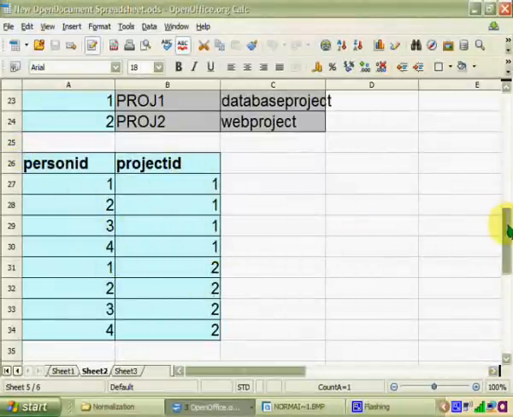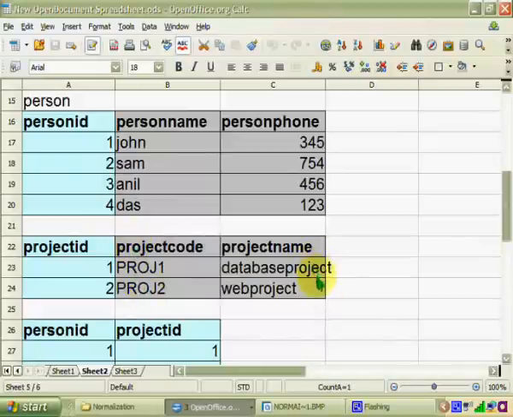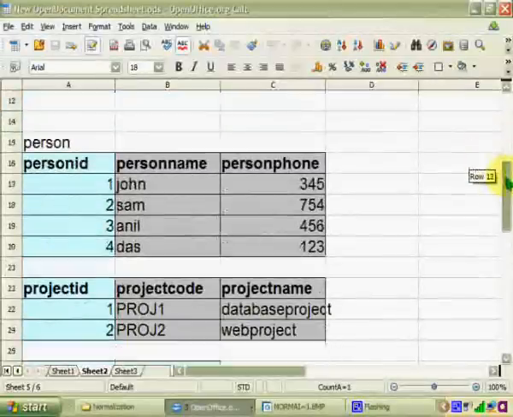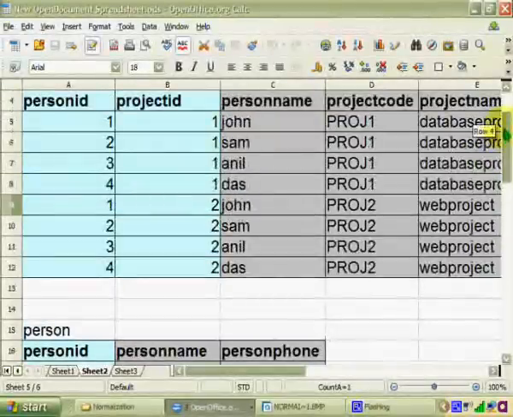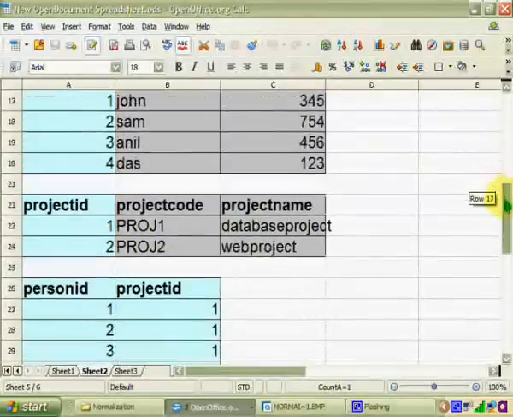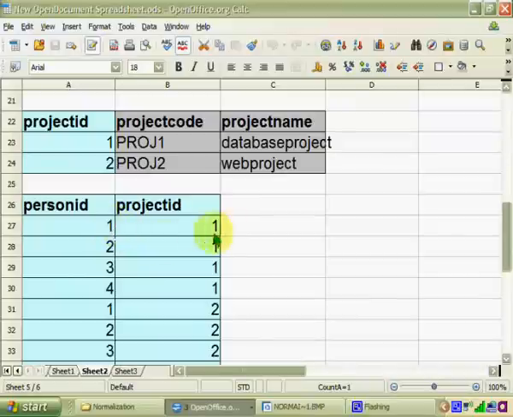This way, now if you see, I stored each person's name only once. I stored his phone number only once. I stored the project codes only once. I stored the project names only once. Whereas in the earlier table I had to store them 4 times, here I stored them only once. For each association we had to store the name there, but here we don't have to. We just have to store the name once, and then here we store their relationship, the person project relationship. Person 1 is related to project 1, 2 with 1, 3 with 1, 4 with 1.